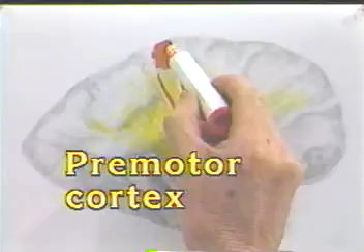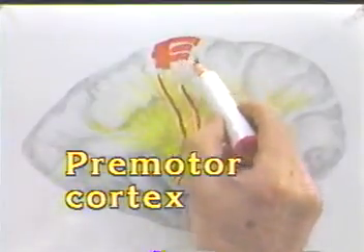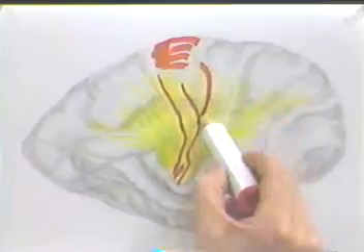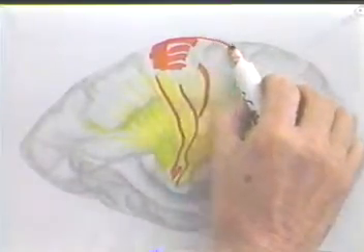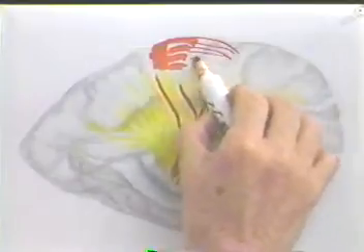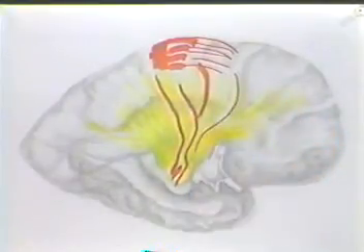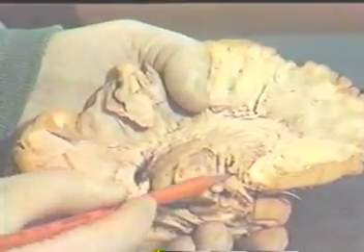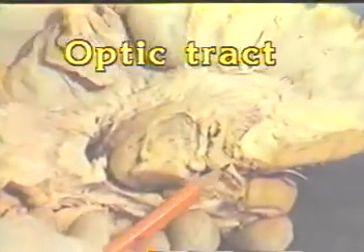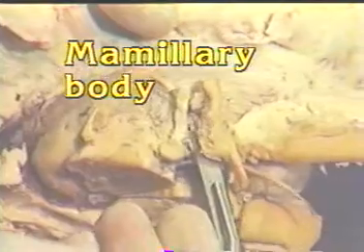Here is the premotor cortex, also contributing to the pyramidal tract. Before we expose the internal capsule, let's look again at the relations here in the rostral part of the hypothalamus. Here is the optic tract coming in, the optic chiasm, and this is the rostral part of the hypothalamus. As a matter of fact, let's take it away here. Here is the mammillary body, but we'll preserve that, and take away this part of the hypothalamus.